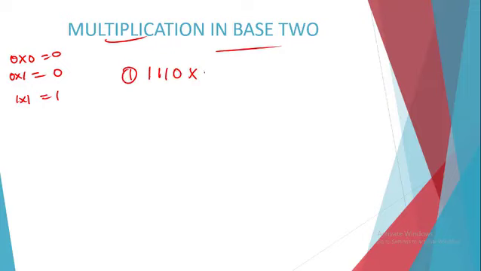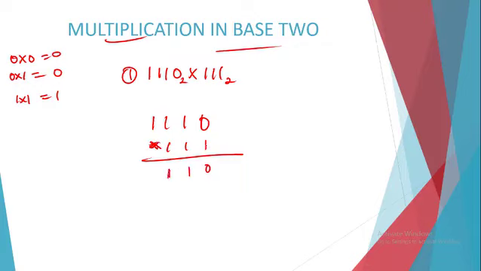1110 times 111 all in base 2, all we'll do is to arrange it in this form, and then we have 111 multiplication. Okay, let us start with this. 1 times 0 will give us what? 0. 1 times 1 is 1. 1 times 1 is 1. 1 times 1 is 1. We start with this. 1 times 0 will give us 0. 1 times 1 is 1. 1 times 1 is 1. 1 times 1 is 1.